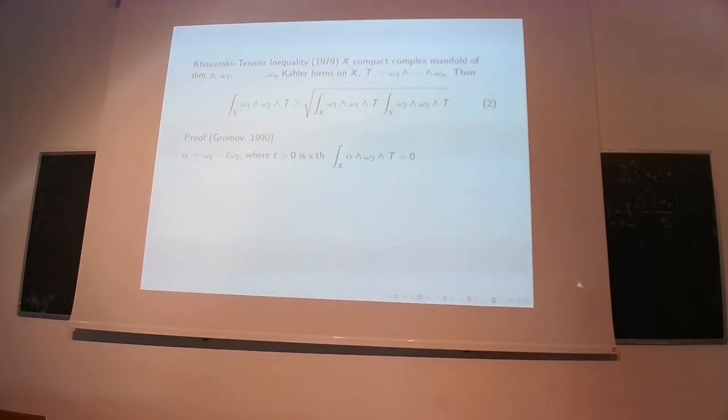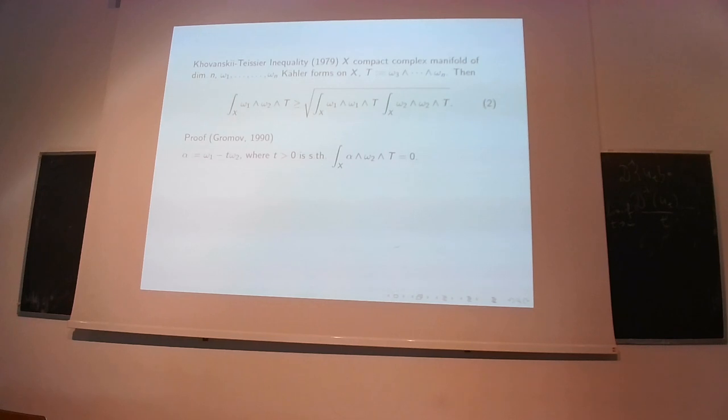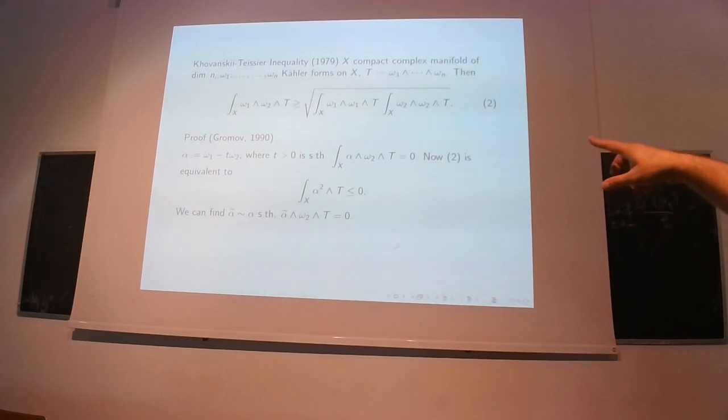So you take, well, you find this T, define this alpha, so that the equality is really equivalent to this integral, and now, because this vanishes, we can solve this linear PDE. And now just use this corollary, and that's it.